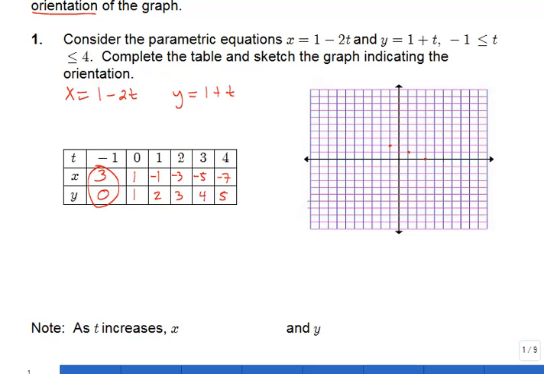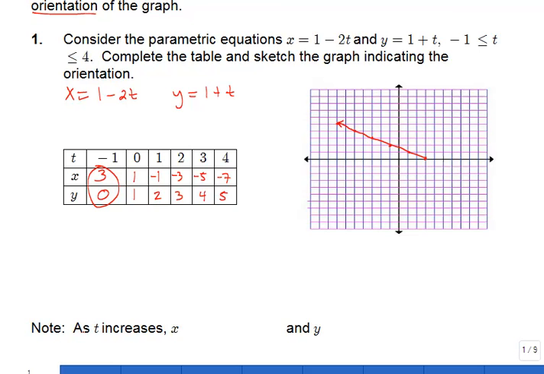If t is 2, then I'd be at -3, 3. If t is 3, then I'm at -5, 4. And if t is 4, I'm at -7, 5. And the way we show this orientation is we start at our beginning point and we connect these dots in the direction that we were moving, and sometimes we even draw an arrow. So our orientation is that we're going up and to the left.